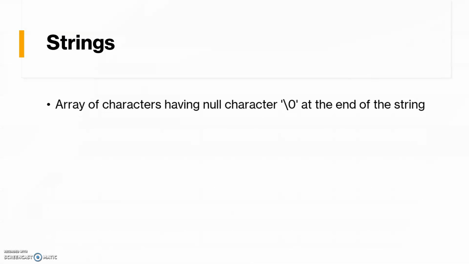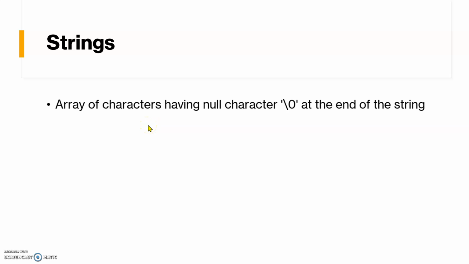The next one is strings. A single character, a single alphabet, if you write it, can be referred to as a character. But if you write an array of characters, that means a collection of characters, and after writing all the characters, at the end you put \0, then it is nothing but a string.